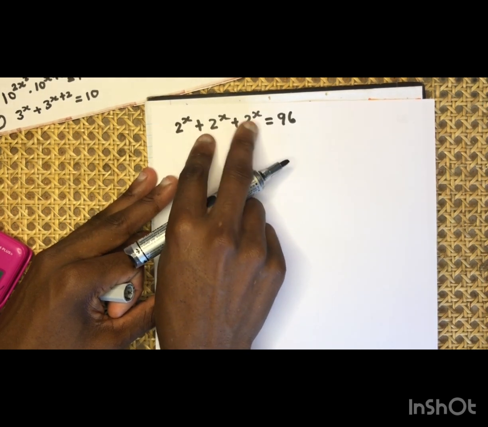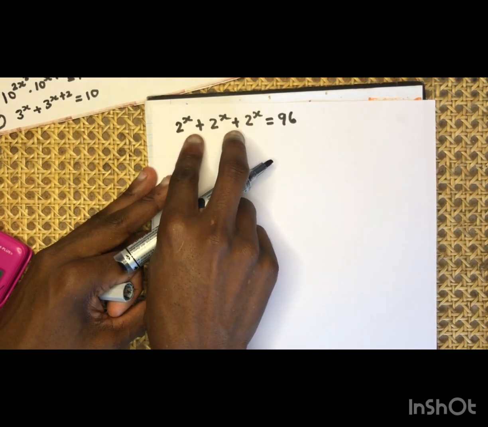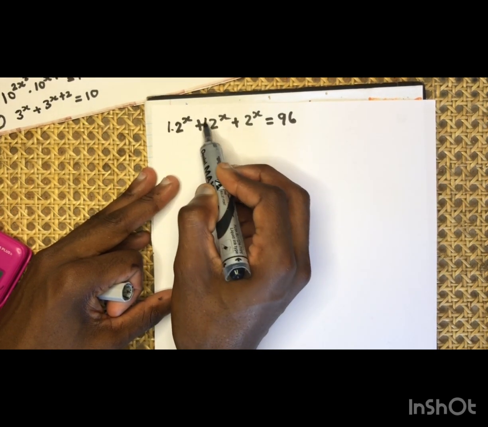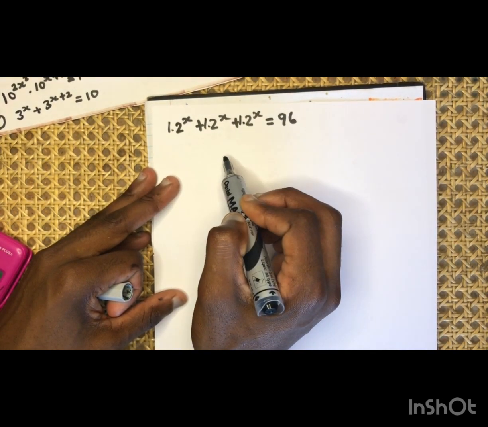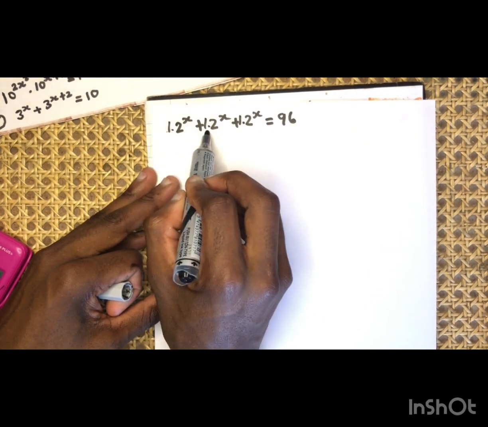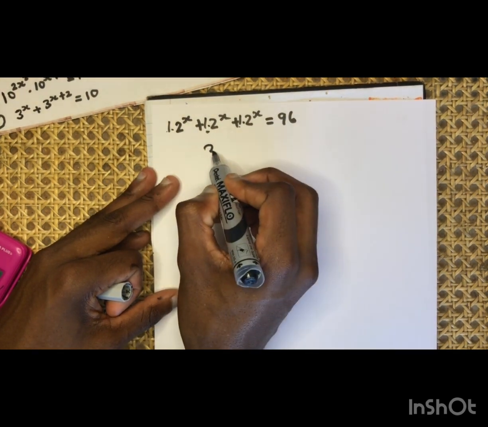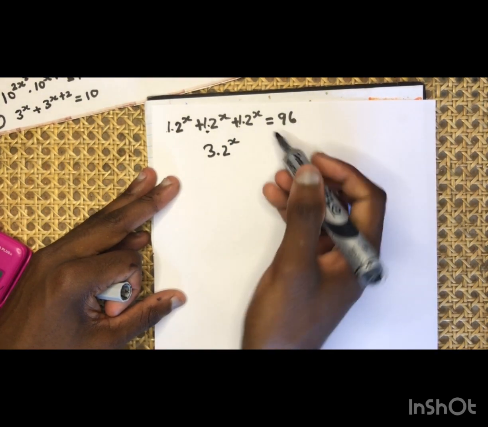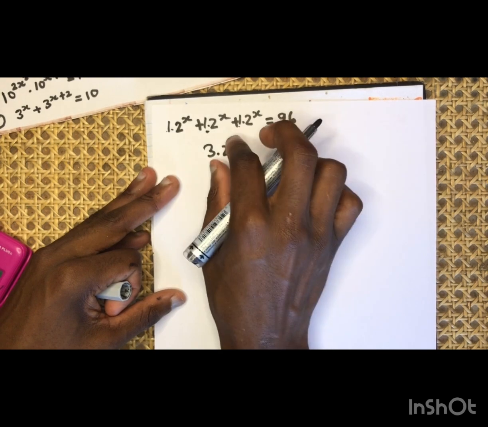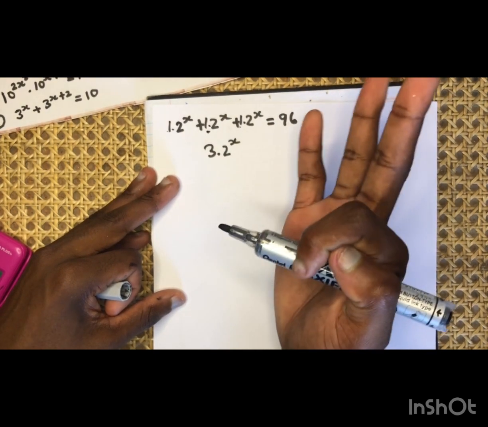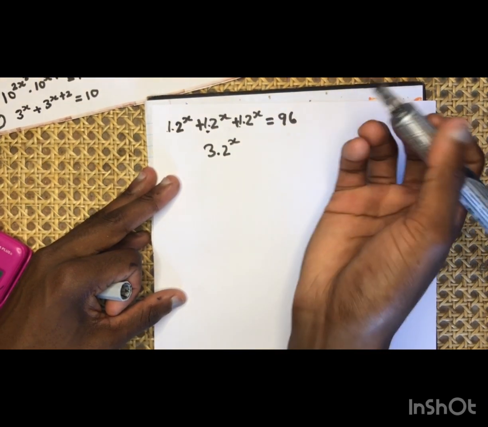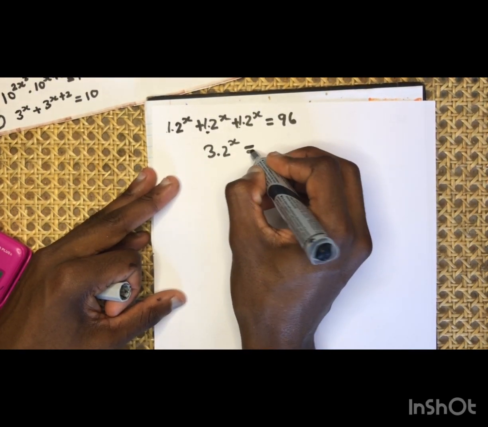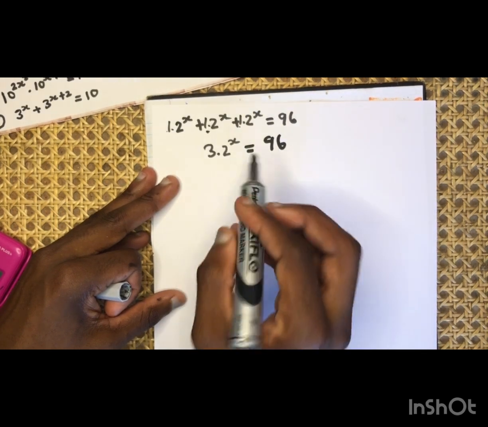This is simple. It's the same because now our prime bases are the same. So now we are adding the prime bases, sorry. So it's going to be 2. We have 1 here, we have 1 here, we have 1 here as your coefficient. So 1 plus 1 is 2 plus 1. Now we have 3 times 2 to the power x, equals 96.